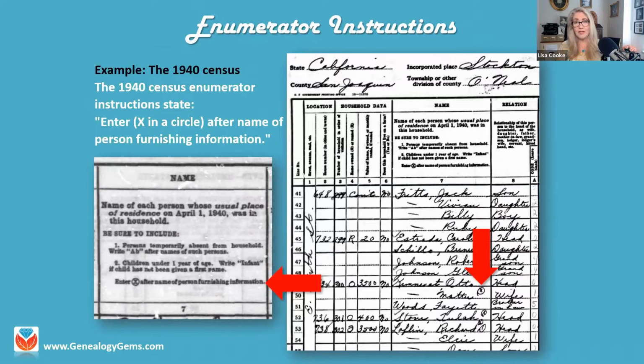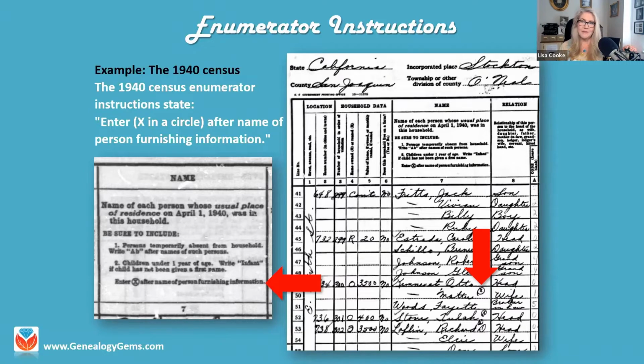In 1940, why would you need the enumerator reference manual? Because if you're looking at the census records, you start to see those X's in circles. And there's nothing on the form itself explaining what that was about. But if you go back to the 1940 reference manual, which is also available for free to download from the Census Bureau website, it says here, enter an X in a circle after the name of the person furnishing the information. Well, what a difference that makes, isn't it?